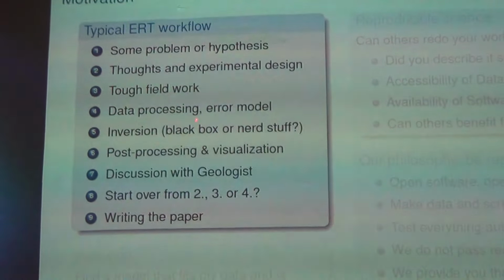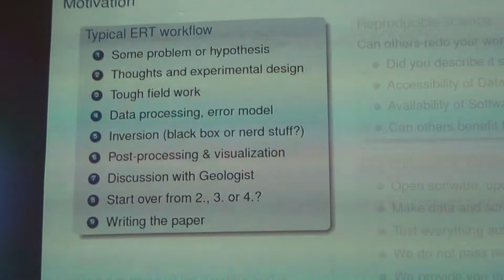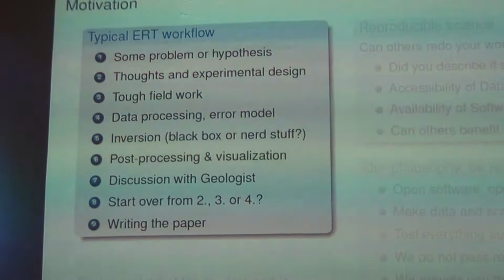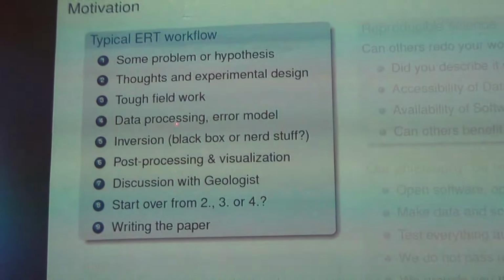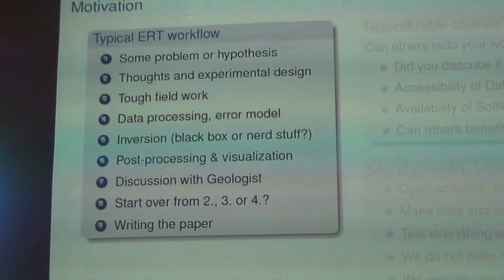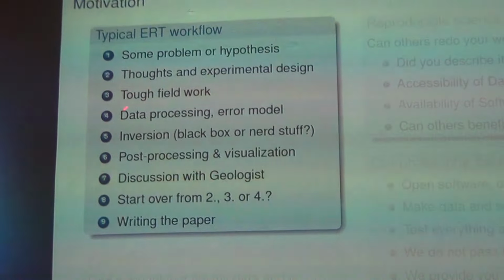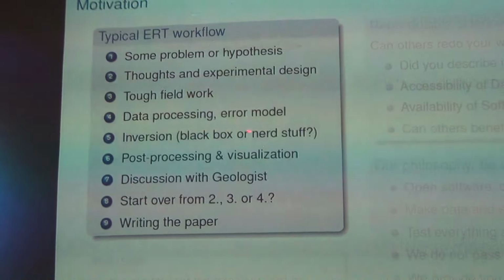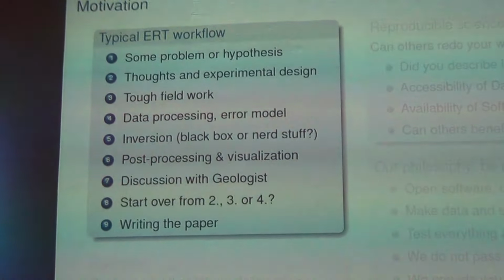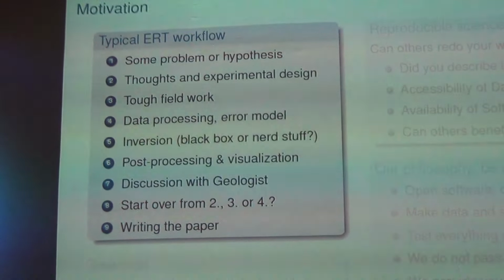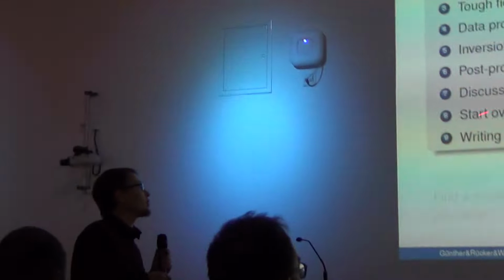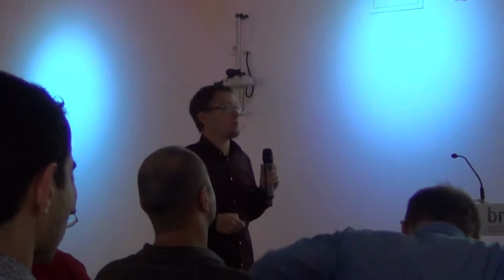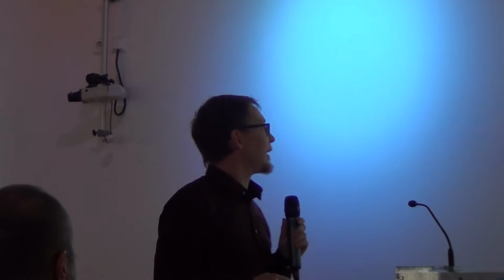So what we all do is a typical ERT workflow. We have some problems, we have some solutions, we think at least we have some solutions. We do tough field work, do processing, then we go to inversion. That's what I'm going to speak about. Sometimes it's a black box, sometimes it's some crazy nerd stuff that we don't understand. And then we do some post-processing, discussion with geologists, and well, sometimes we start over from the very beginning because it's all crap what we did.